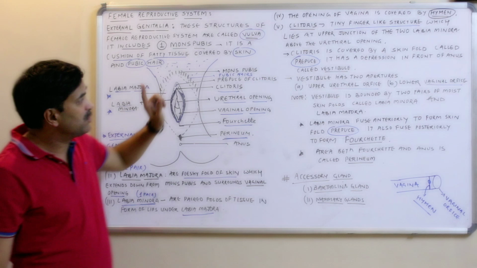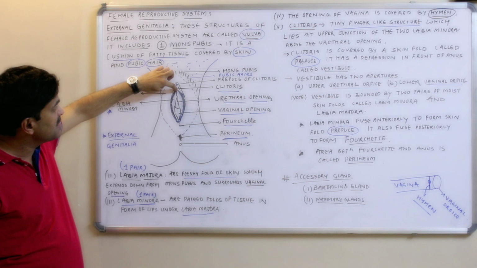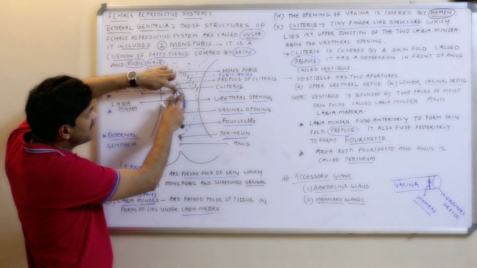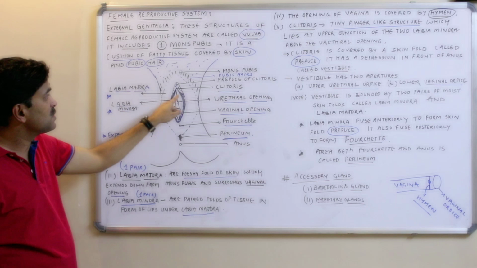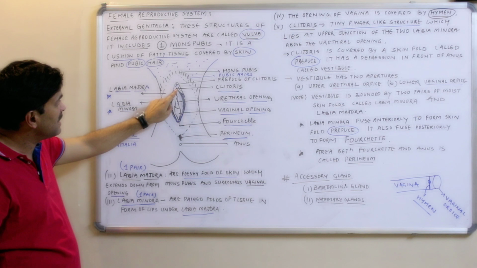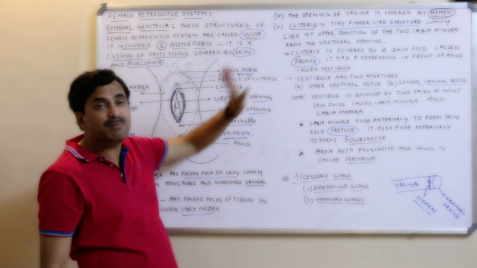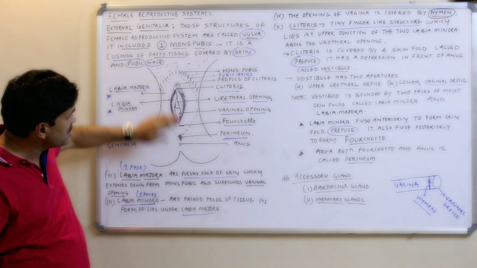Now coming to the clitoris. Now this is the clitoris. A tiny finger-like structure which lies at the upper junction of the two labia minora, above the urethral opening, as you can see in the diagram, is called the clitoris. And just above it, the clitoris is covered by a skin fold called the prepuce.